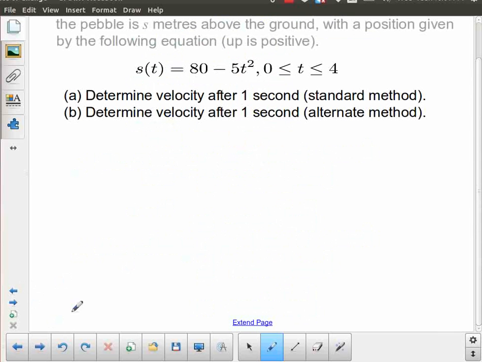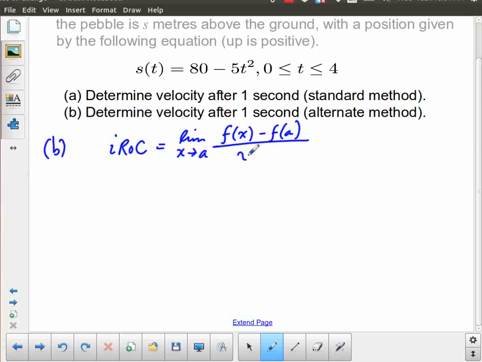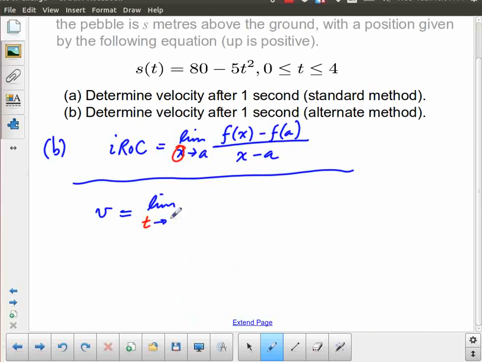For now, though, let's go on and do part B, which is we're going to use this alternate method. And again, just to remind you of this alternate method, or this alternate representation, it is the limit as x approaches a of f of x minus f of a, all divided by x minus a. Now we have to adapt our current situation. So we're talking about velocity, which is going to be the limit. Now our independent variable is not x anymore. Our independent variable is t. So it is the limit as t approaches.